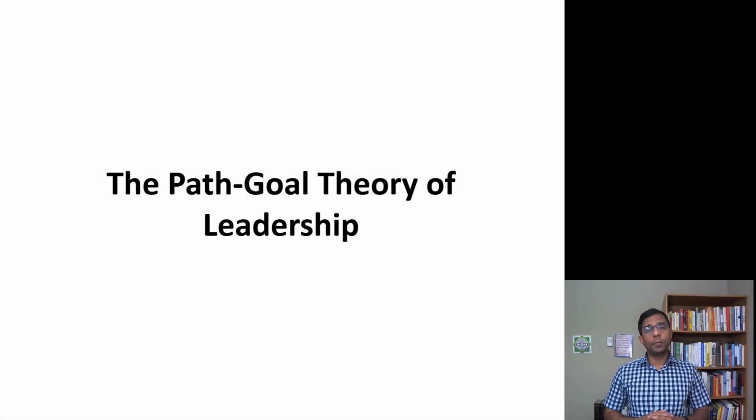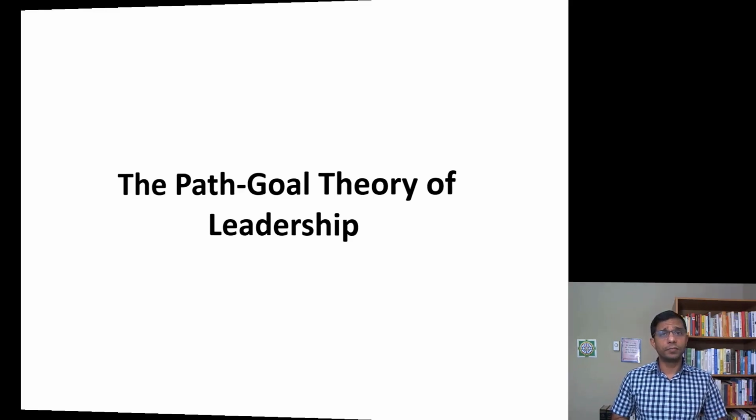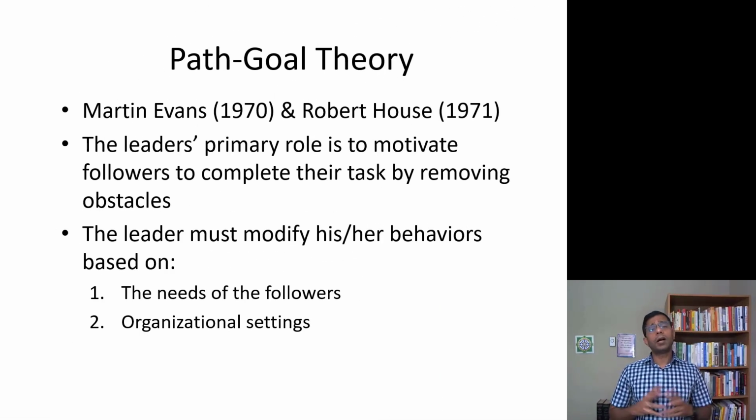The theory of leadership that I'm going to describe in this video is the path goal theory of leadership. This is a well-known theory in the leadership literature, and it's been around since the early 70s. Martin Evans proposed this theory in 1970. Robert House then refined those ideas. He developed those ideas further over the next several years. And he is the person who is mostly credited with the path goal theory.